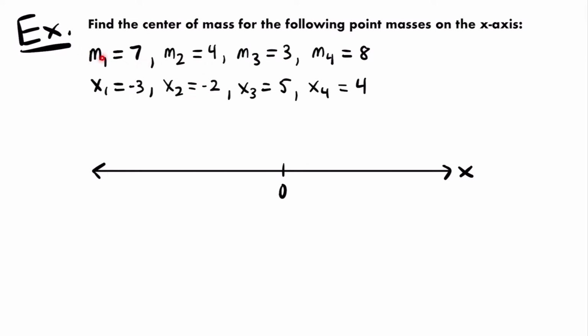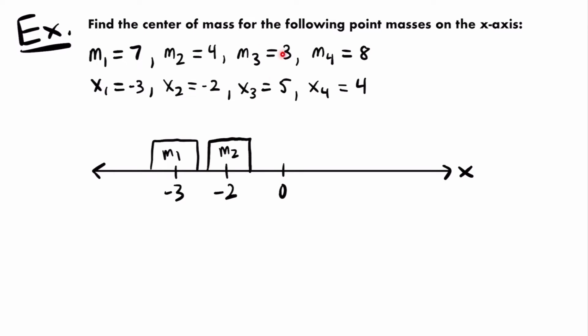Let's start with mass 1. We have m sub 1 equal to 7, and its x value, x sub 1, is equal to negative 3. So if this right here is negative 3 along our x-axis, then m sub 1 will be right here. Then our second mass, m sub 2, is equal to 4, and it is located at x sub 2, which is equal to negative 2. If this is x equals negative 2, then m sub 2 will be right here.